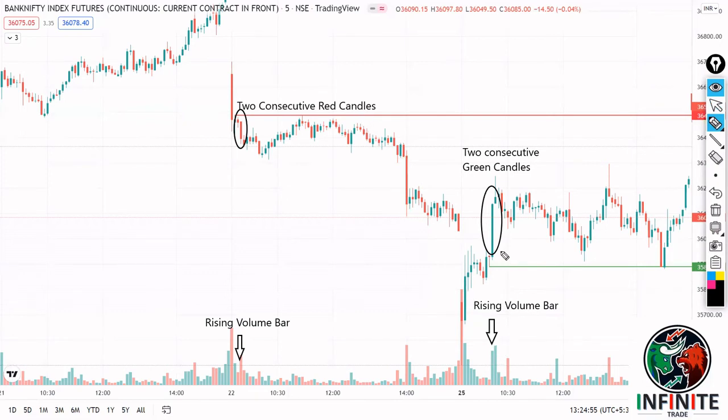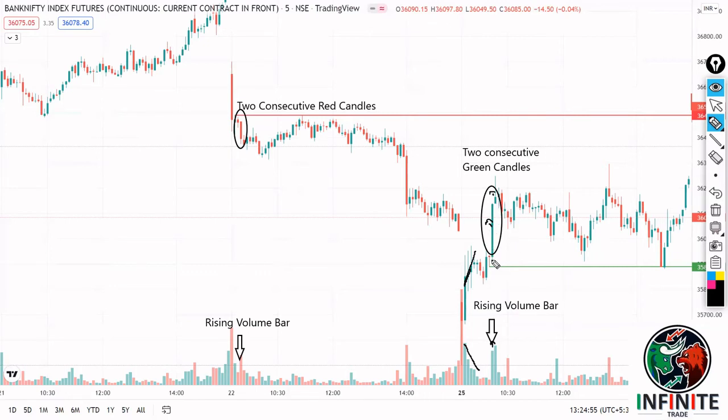So right now here, if you check this out, we have a big green candle and then a second green candle. Though this candle is a reversal candle, we'll ignore it. All that we need is two consecutive green candles with rising volume bars. So here you saw that the market gave an up move, but the volume was decreasing with each and every candle. So we do not need any such things. All that we need is rising volume bars with consecutive green candles.